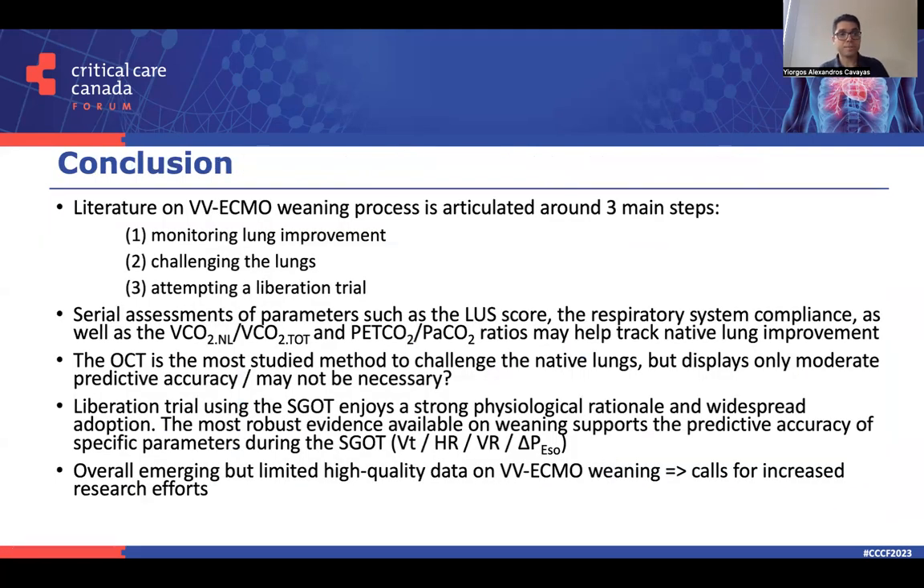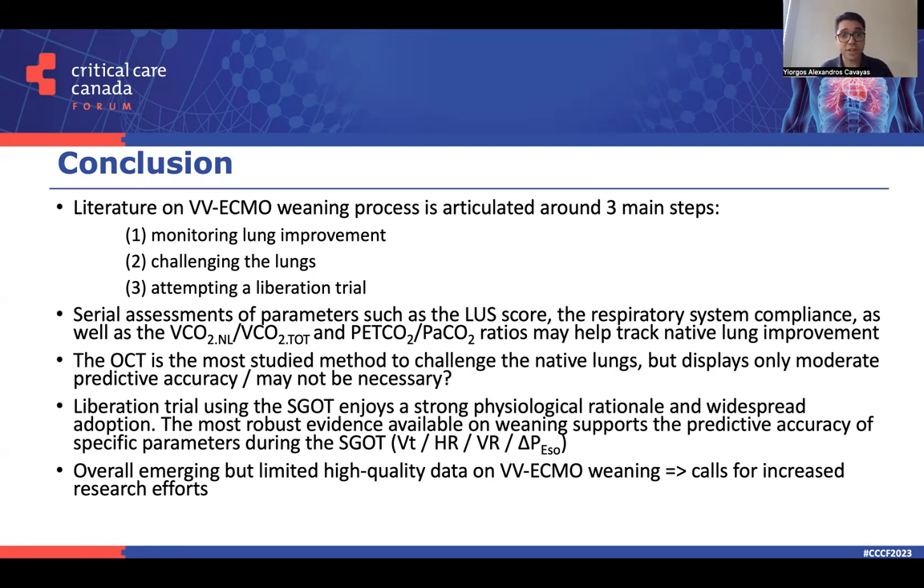So in conclusion, the literature on VV-ECMO weaning is mainly articulated around 3 steps. First, monitoring lung improvement. Second, challenging the lungs. And third, attempting a liberation trial. Serial assessments of parameters such as the lung ultrasound score or the respiratory system compliance, as well as the ability of the lung to efficiently clear CO2 may help track native lung improvement.